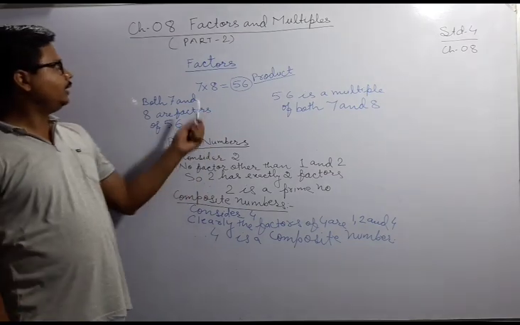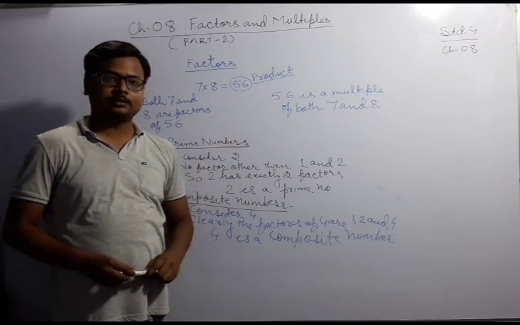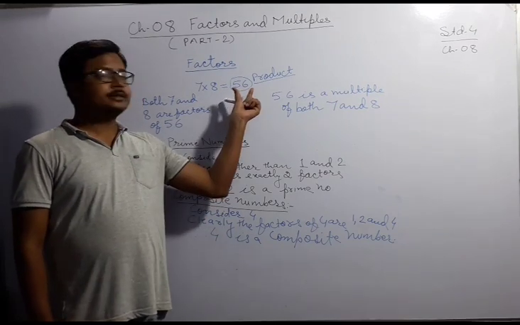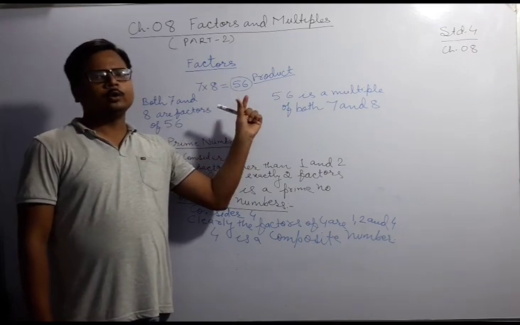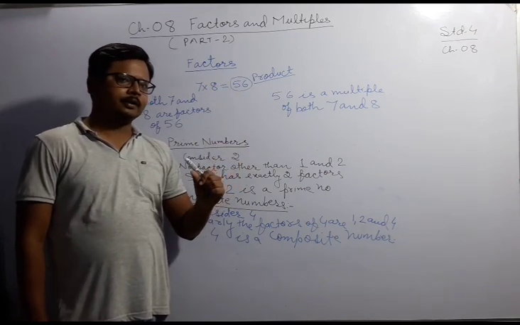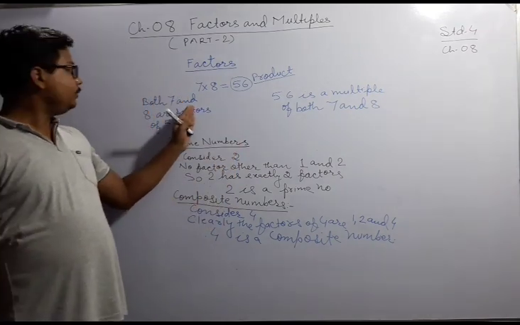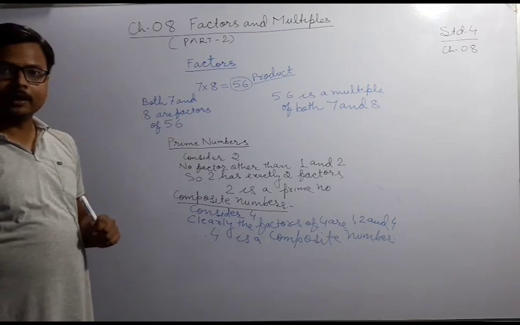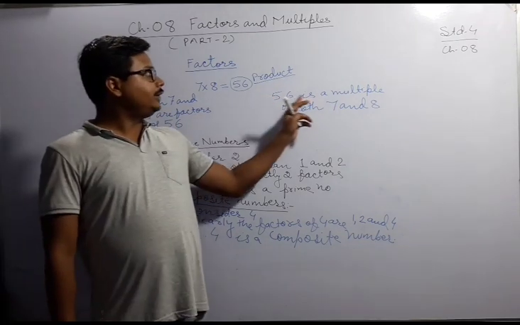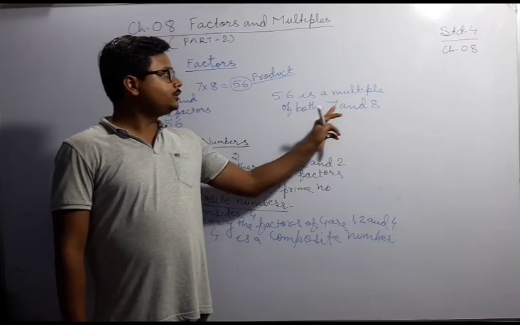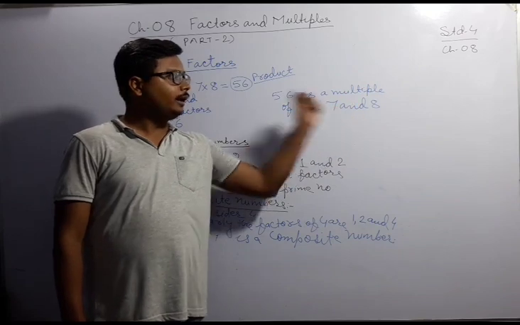As you can see here, 7 into 8 equals 56. So 56 is the product of 7 multiplied by 8, or you can say 8 multiplied by 7. Now let us see. Both 7 and 8 are factors of 56. And 56 is a multiple of both 7 and 8.